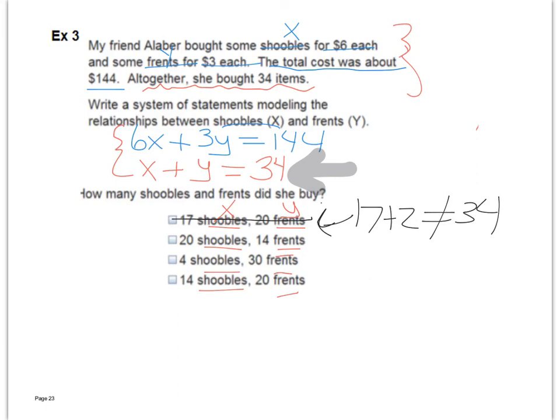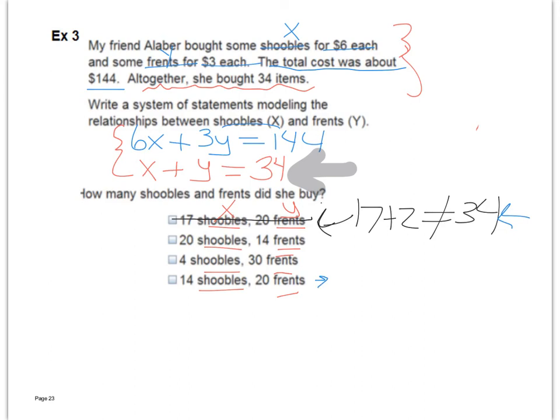20 shoebles, 14 fronts, possible. 4 shoebles, 30 fronts, possible. That's 34. Both give me 34 things that I bought. 14 shoebles, 20 fronts, possible. So we got rid of one. We showed our guess and check kind of off to the side, but then you've got to put them into the equation. So let's do that. We know they all work in the second equation already.